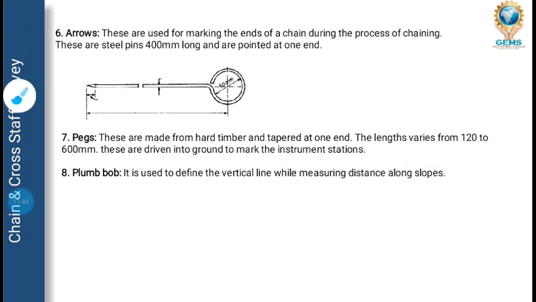Next is plumb bob. What is plumb bob? It is used to define the vertical line while measuring distance along a slope. When you measure a distance along a slope, plumb bob is used to define the vertical line. So it is very easy. What do we call a plumb bob in Hindi? We call it sahul. Okay.